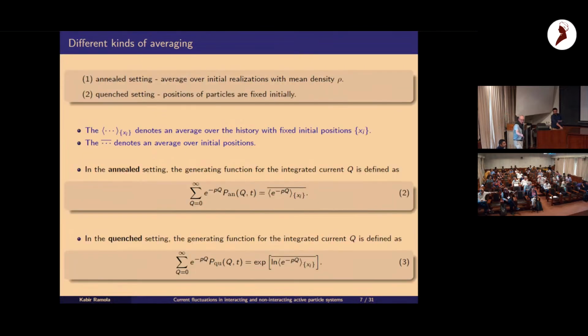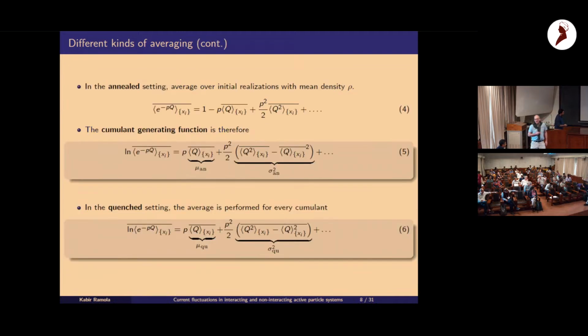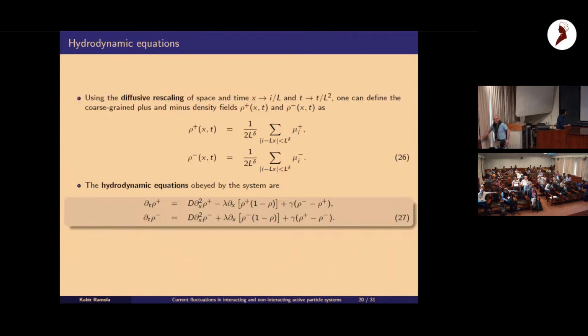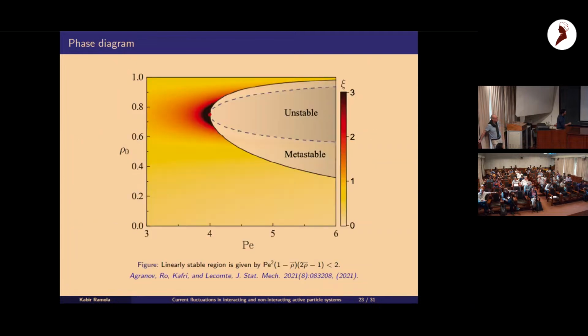Yes, please. When you go close to the critical point, and you're doing the analysis still based on fluctuating hydrodynamics, you know that close to the critical point fluctuating hydrodynamics should fail somewhere here. So how reliable is your result then? That's a good question. We have not tested how reliable it is, but yes, it should fail. Beyond this point, it definitely fails.